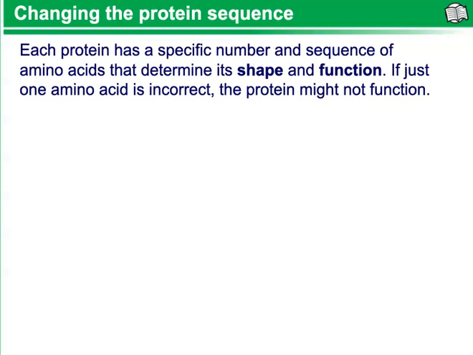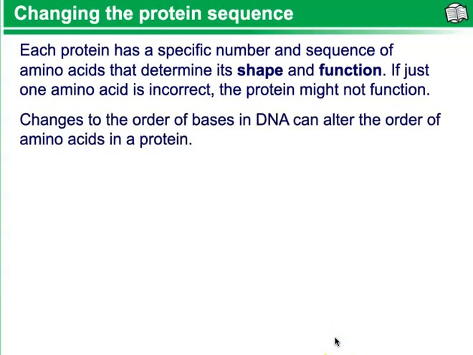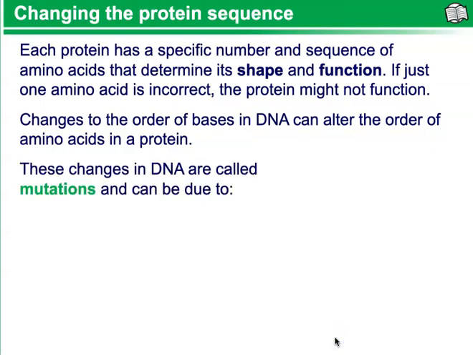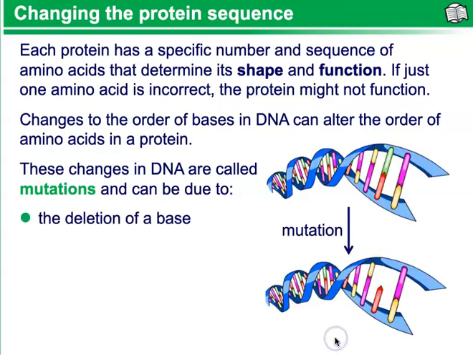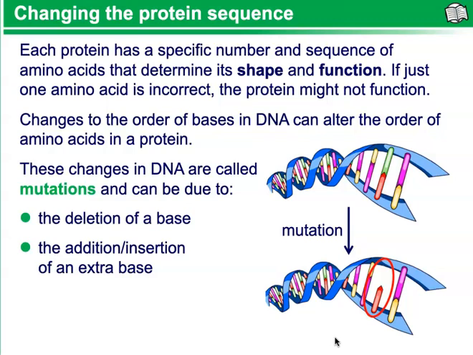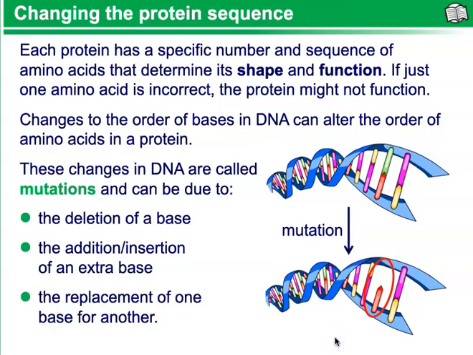Changing the protein sequence. Each protein has a specific number and sequence of amino acids that determines its shape and function. If just one amino acid is incorrect, the protein might not function correctly. Changes to the order of bases in DNA can alter the order of amino acids in a protein. These changes in DNA are called mutations, and they can be due to the deletion of a base, the addition or insertion of an extra base, or the replacement of one base for another.